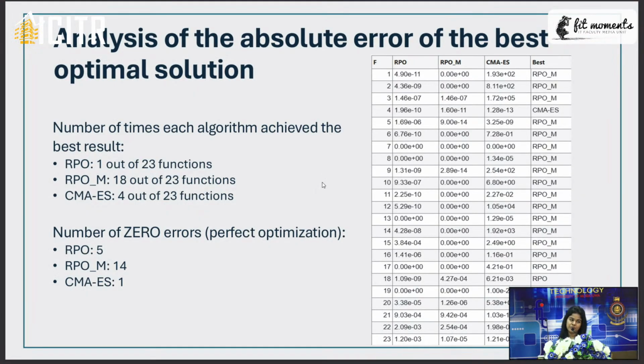When it comes to the absolute error, out of 23 benchmark functions, this modified algorithm has given the least error to 18 of the benchmark functions compared to the original algorithm and the CMA-ES function. And as well, the modified algorithm has given 0 errors to 14 of the benchmark functions.